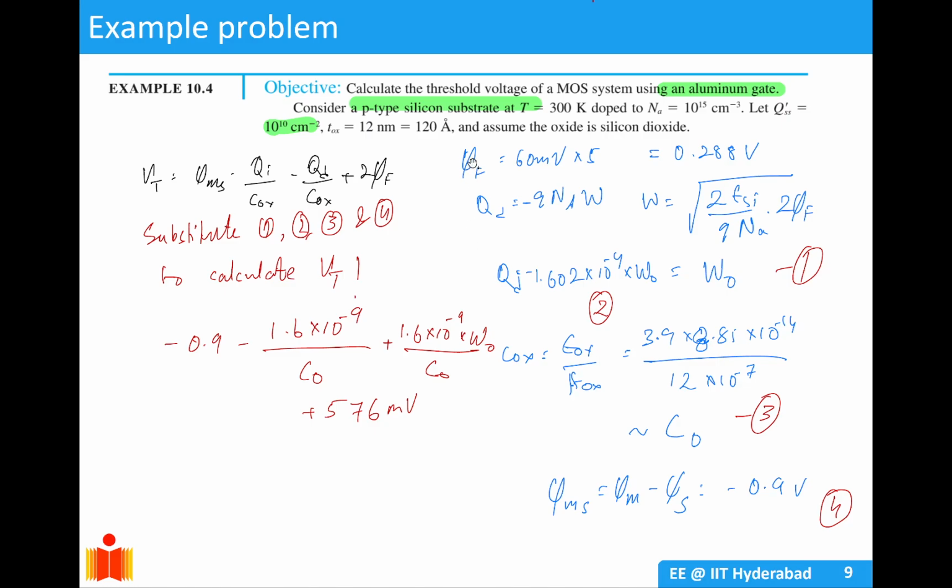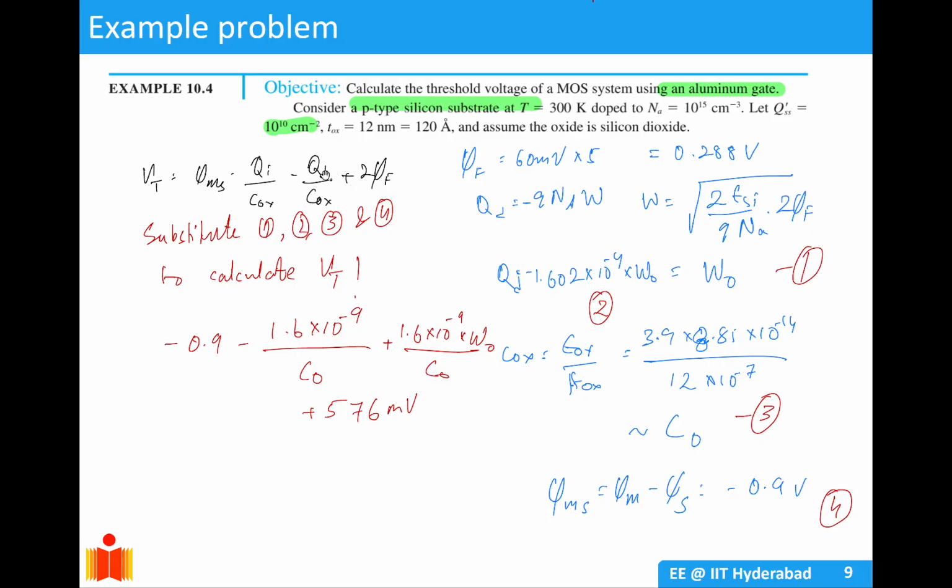When you have phi f, you can calculate your phi s, and phi m you have to take for aluminium. Here it's not given, but you will be given the required value. You will be given all the required values in the question. So this will come out to be around minus 0.9 volts.